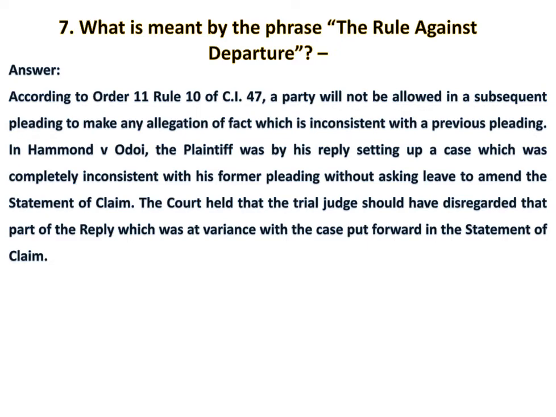So the answer once again is, according to Order 11 Rule 10 of the CI 47, a party will not be allowed in the subsequent pleading to make any allegation of fact which is inconsistent with the previous pleading. In Hammond and Odway, the plaintiff was by his reply setting up a case which was completely inconsistent with his former pleading, without asking leave to amend the statement of claim. The court held that the trial judge should have disregarded that part of the reply which was at variance with the case put forward in the statement of claim.